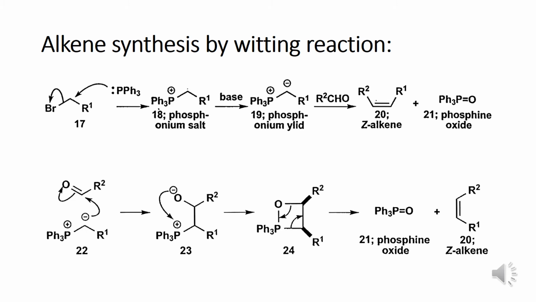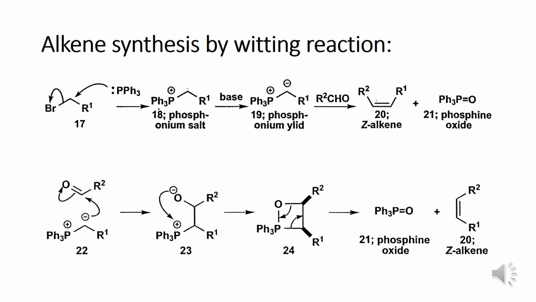So a phosphine, usually triphenylphosphine, Ph3P, reacts with an alkyl halide. This type of reaction is an SN2 type of reaction to give a phosphonium salt. You can see here structure 18. Treatment with base, which we are going to use here, that is butyl lithium, always gives the phosphonium ylide. An ylide is a compound which contains both positive and negative charge simultaneously in the same molecule, and that is structure 19.